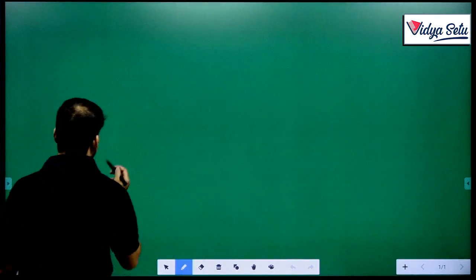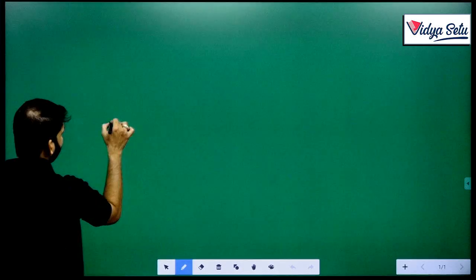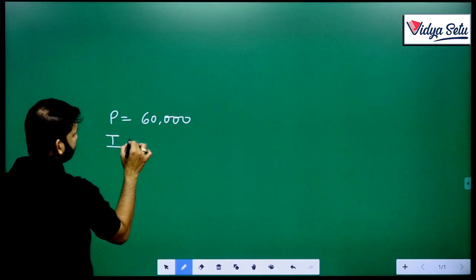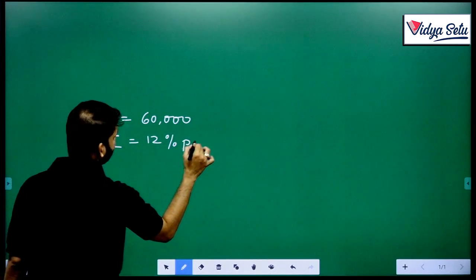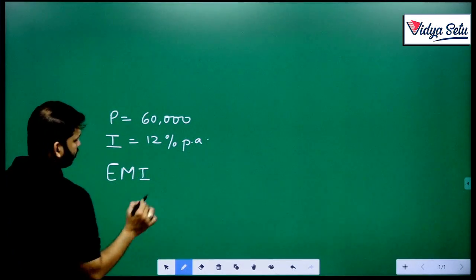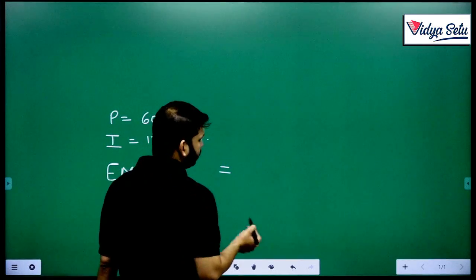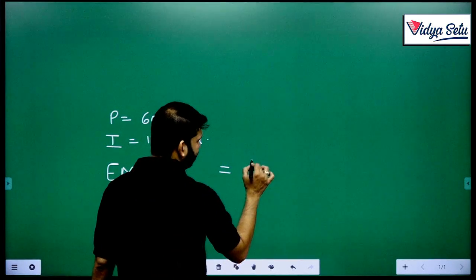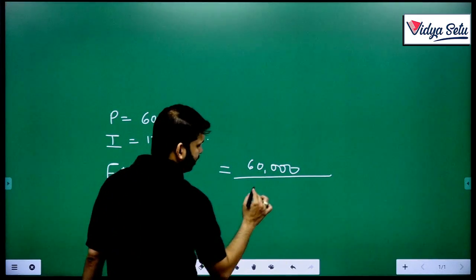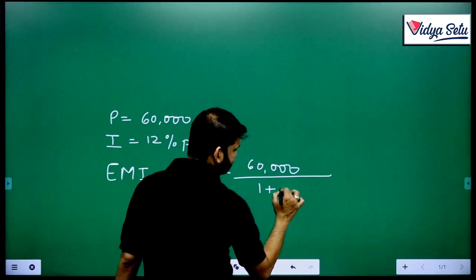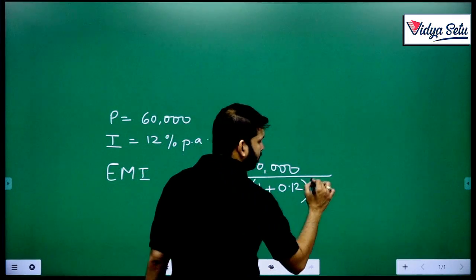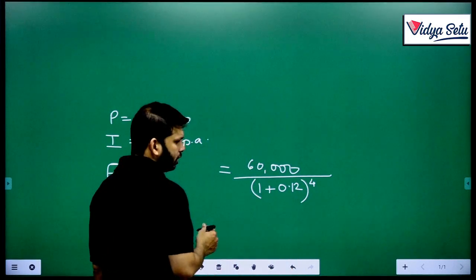So I'll tell you. Let's say how much we have to pay. Principal we had to pay 60,000. What is the interest? It is 12% per annum. Now we need to calculate EMI. How to calculate EMI? What you need to do is, first of all, 60,000 divided by 1 plus interest. So 12% is 0.12, raised to the power, how many years? 4 years.